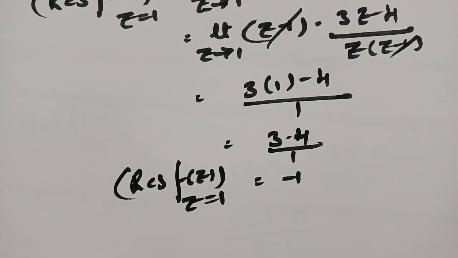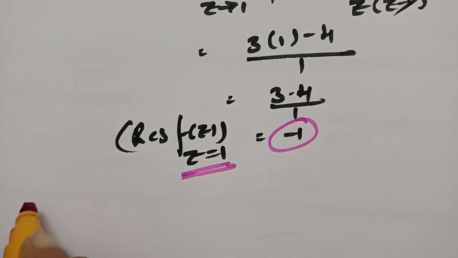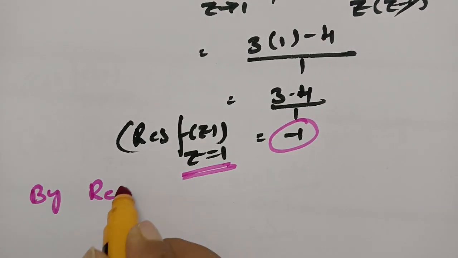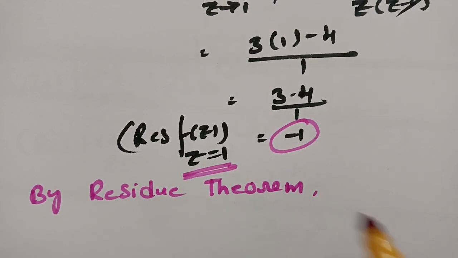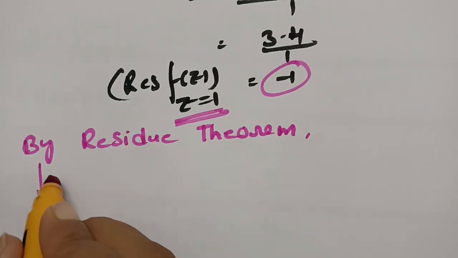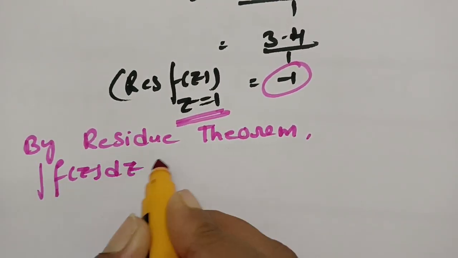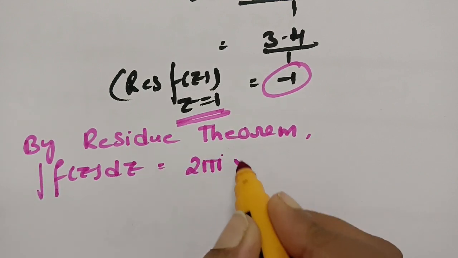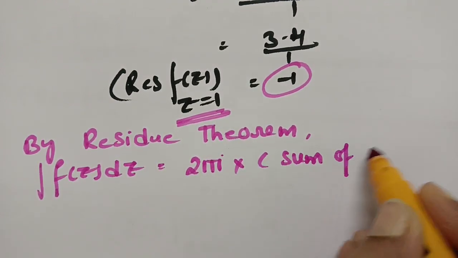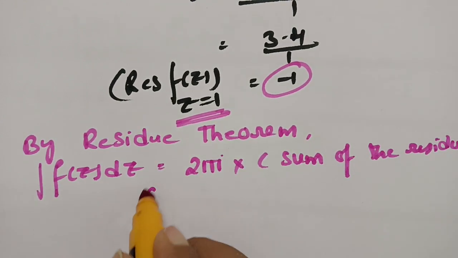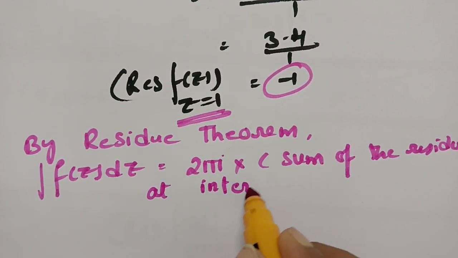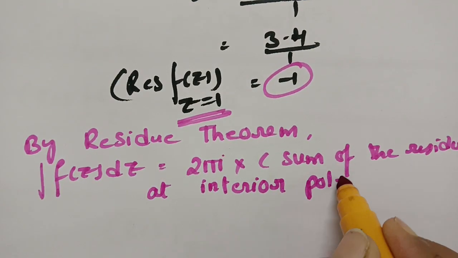So here is the residue value. The residue value is minus 1 at the pole z equal to 1. Therefore, we have to use the residue theorem. By the residue theorem, the statement states that integral f of z dz is nothing but 2 pi i into the sum of the residues at interior poles. So there are two interior poles here, 0 and 1.